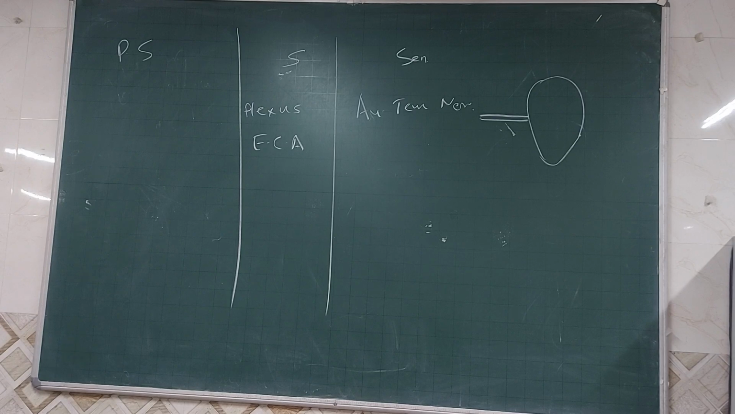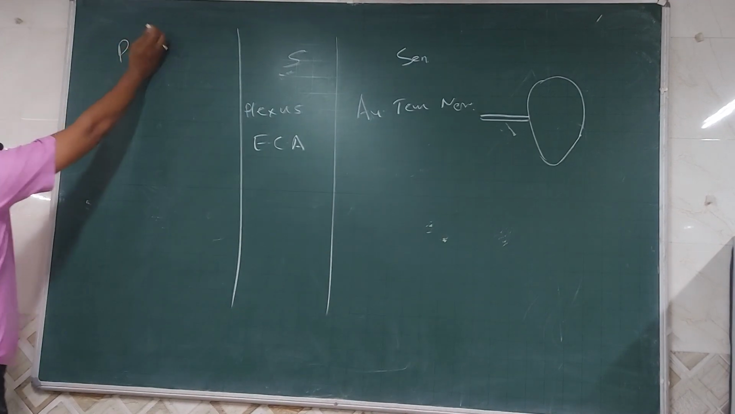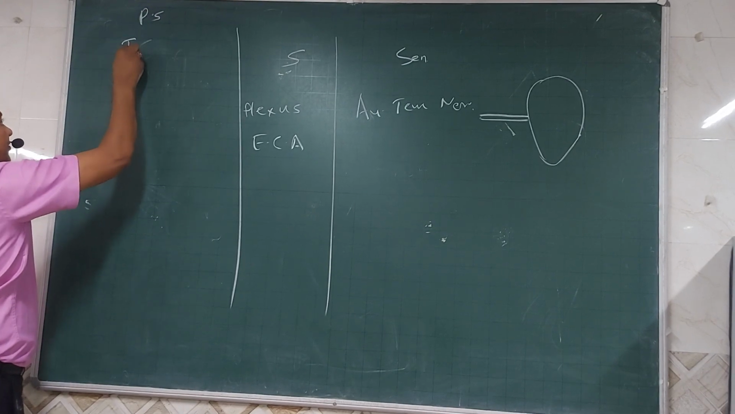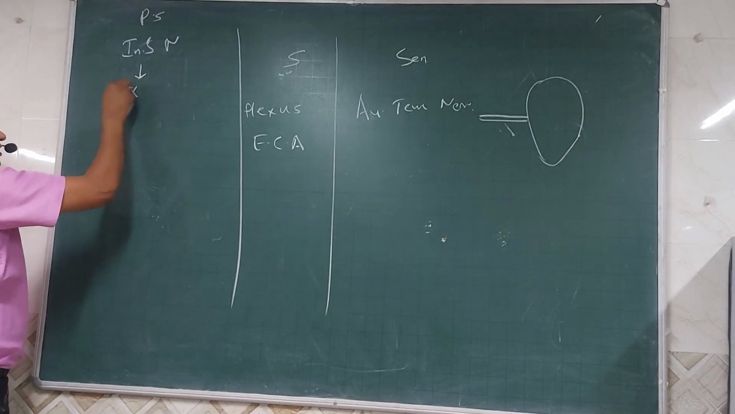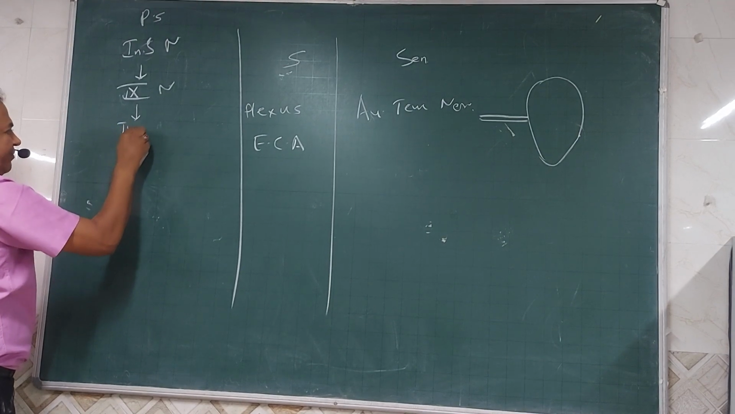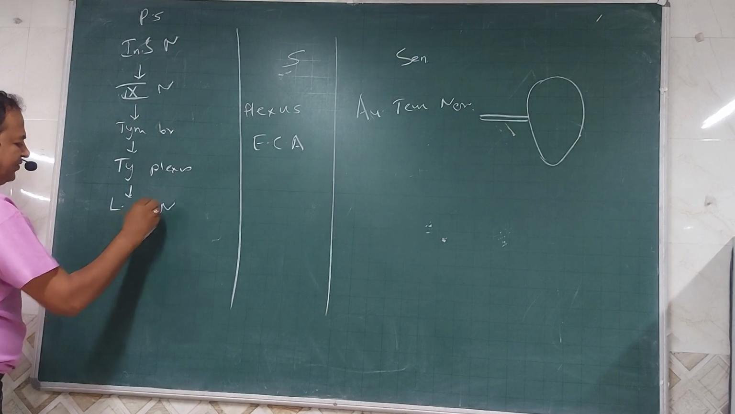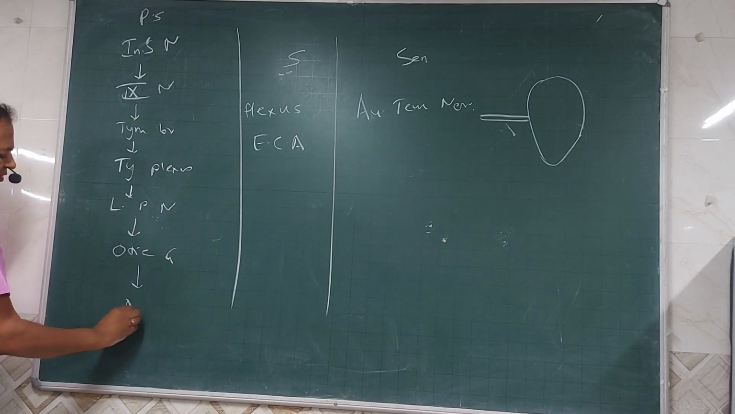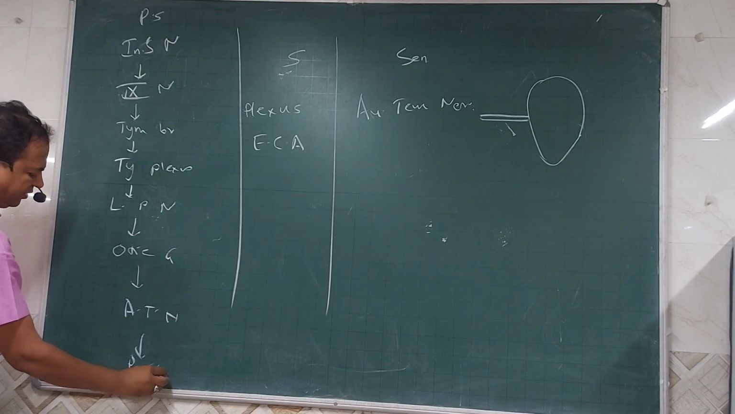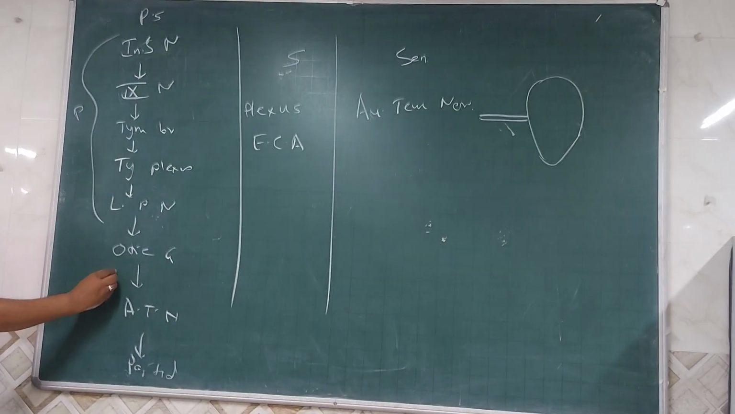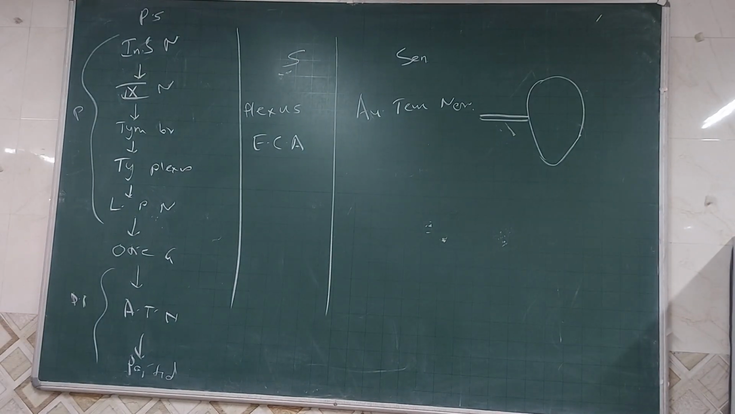Okay. Where does the parasympathetic for the parotid gland come from? Glossopharyngeal nerve. So it starts from inferior salivatory nucleus, glossopharyngeal nerve. Tympanic branch, tympanic plexus, then lesser petrosal nerve, then otic ganglion, then auriculotemporal nerve, and then parotid gland. These fibers are preganglionic and after otic ganglion are postganglionic fibers. Sympathetic is sympathetic plexus around the external carotid artery.